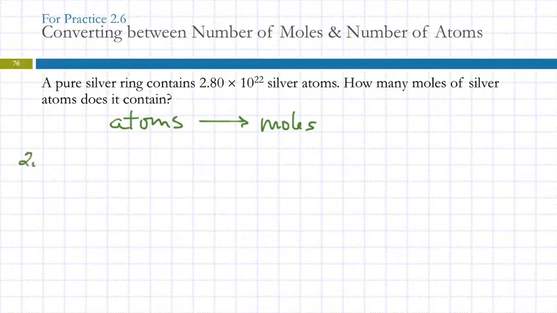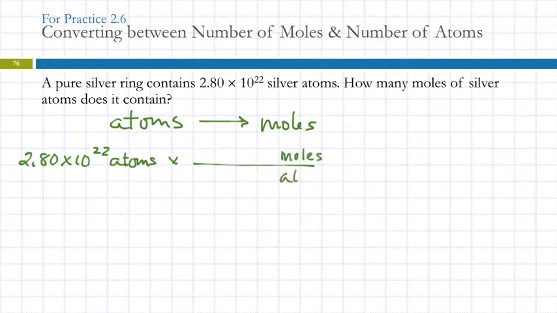So 2.80 times 10 to the 22 atoms. And then our fraction here, because we have 1 arrow, we have 1 fraction. The numerator is atoms to blank. It's what we wrote up here, atoms to moles. So atoms are here, moles go here, and atoms go on the bottom. You get the unit in first, and then you put in the numbers.